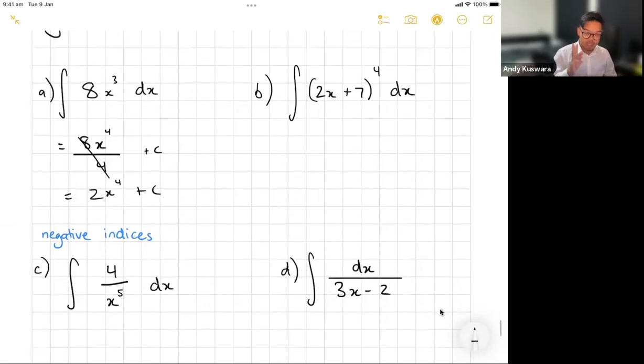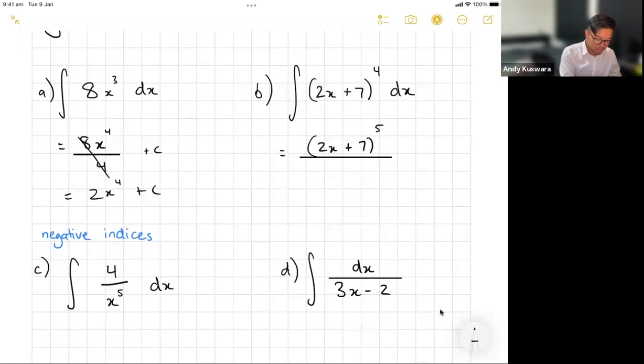Now, this is the kind of like the reverse chain rule we were talking about. If we've got a bracket that's raised to a power, what ends up happening is I'm going to have that same bracket, 2x plus 7. I'm going to raise the power by 1, so now it's to the power of 5.